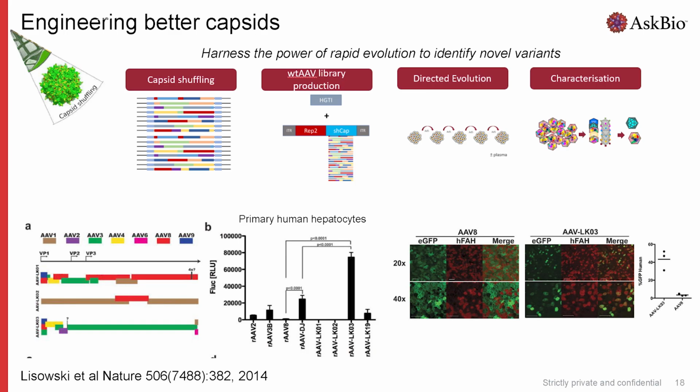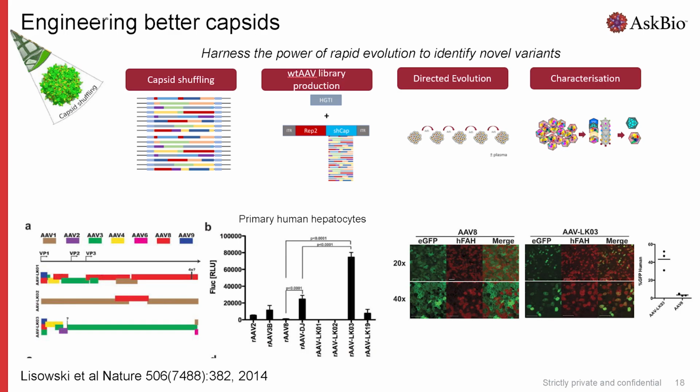These figures down here are from a paper where we used this process in an in vivo model. It was a humanized mouse model, so the liver contains human cells. What we did was identify a variant called LKO3 that showed a significantly higher transduction in primary human hepatocytes, both in vitro and in vivo, compared to what was at the time the gold standard, AAV8.